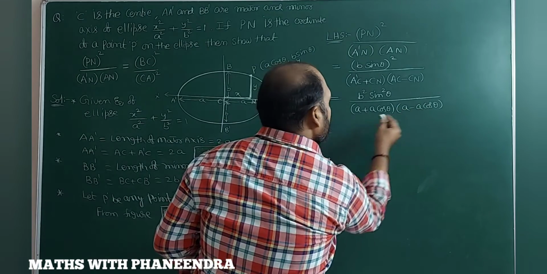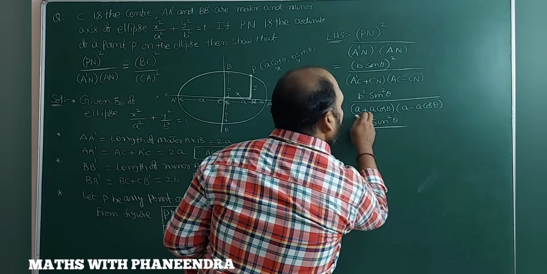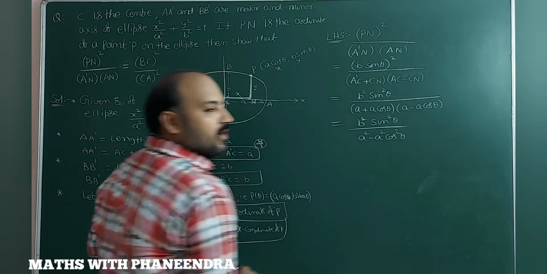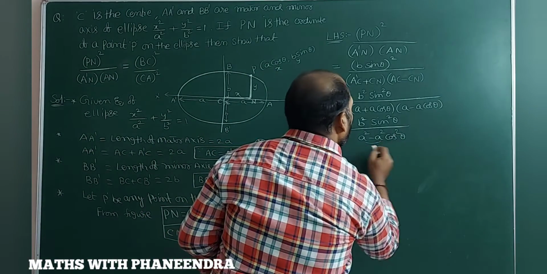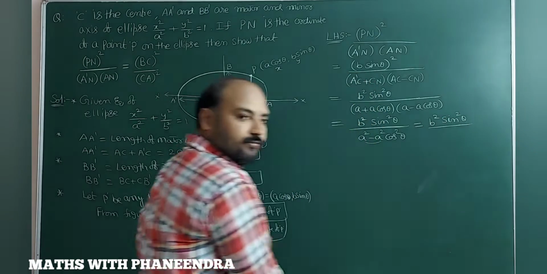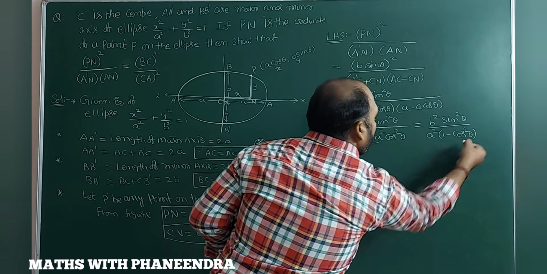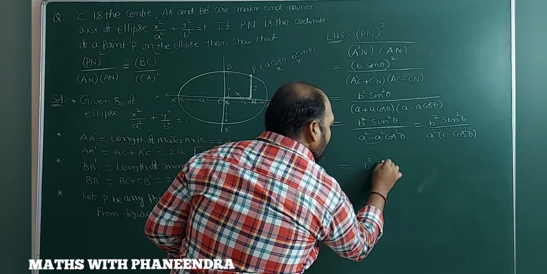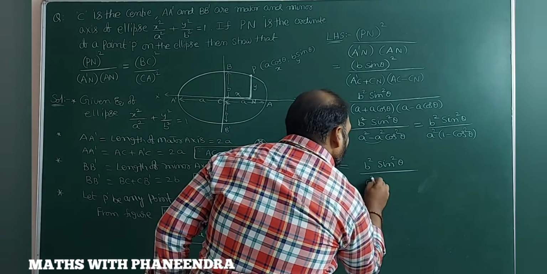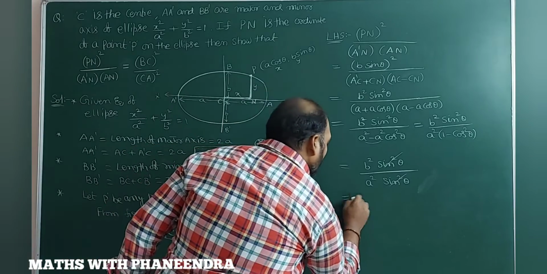A plus B into A minus B formula, A square minus B square. B square sin square theta whole divided by A square minus A square cos square theta. A square take common. So B square sin square theta by A square into 1 minus cos square theta, that is equal to B square sin square theta by A square into sin square theta. Sin square theta gets cancelled, which is equal to B square by A square.